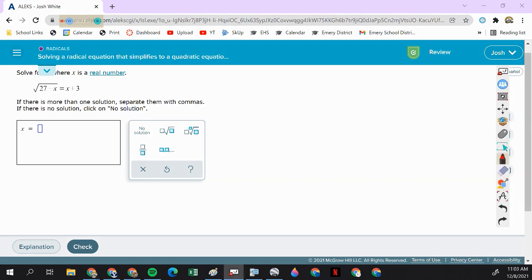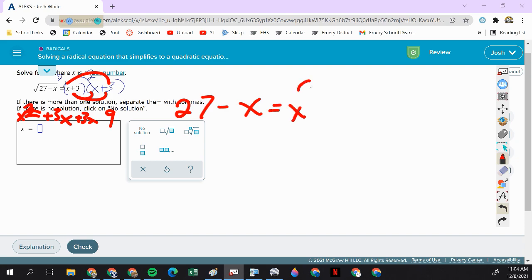So now I'm going to square both sides. And the left side just becomes 27 minus x. But how do you square x plus 3? Can I just say x squared plus 9? Good. We have to multiply it by itself. And we get x squared, a 3x, another 3x, and a 9. So this is equal to x squared plus 6x plus 9.